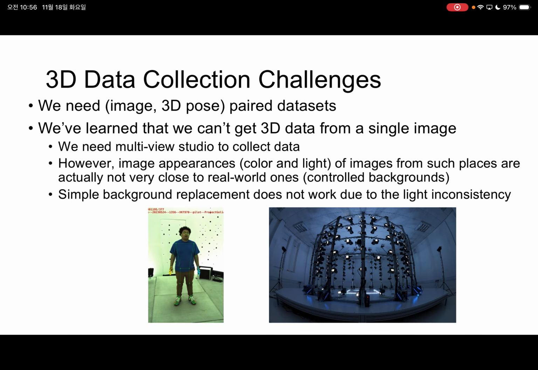To train this 3D pose estimation or any image-to-3D reconstruction system, we need an image and 3D pair dataset. But we've learned, based on multiple view geometry theory, that we can't get 3D data from a single image. We learned all this stuff, right? At least we need two views, or better, multiple viewpoints, to get 3D data.